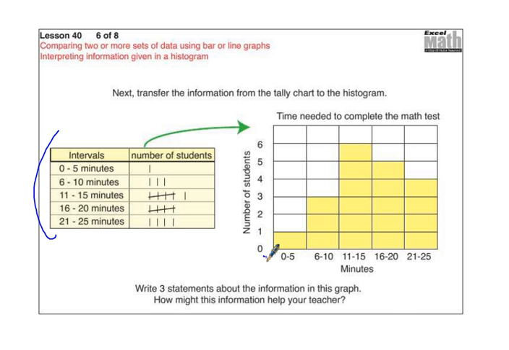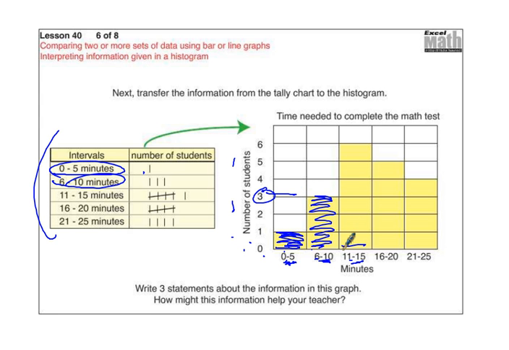And here's the histogram. We put the ranges down here at the bottom, the intervals, 0 to 5, 6 to 10 here, 11 to 15, and so on. And then this says number of students along the side. So there was 1 from 0 to 5, so they colored this in up to 1 student. 3 students for 6 to 10, they colored it in up to 3 students, like that.